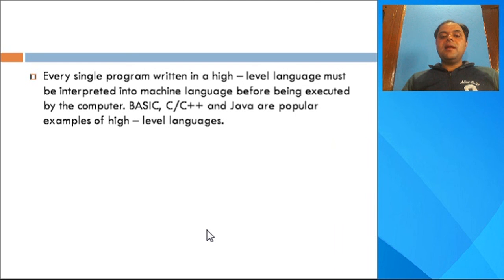Every single program written in a high level language must be translated into machine level language before being executed by the computer. As we know, a computer can understand only machine level language. So a program written in high level language first needs to be converted to machine level language before executing. Some examples of high level languages are BASIC, C, C++, and Java. These are some of the high level languages.